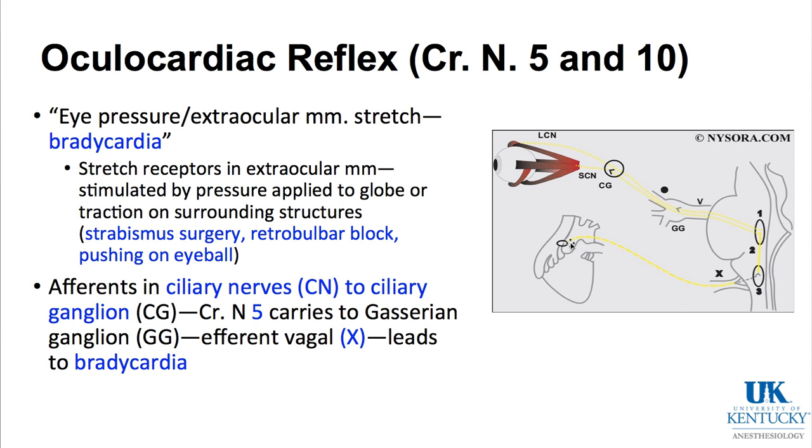And so the afferents are in the ciliary nerves, go to the ciliary ganglion, the fifth cranial nerve carries it via the Gasserian ganglion, brainstem, then the 10th cranial nerve carries it back, causing bradycardia.